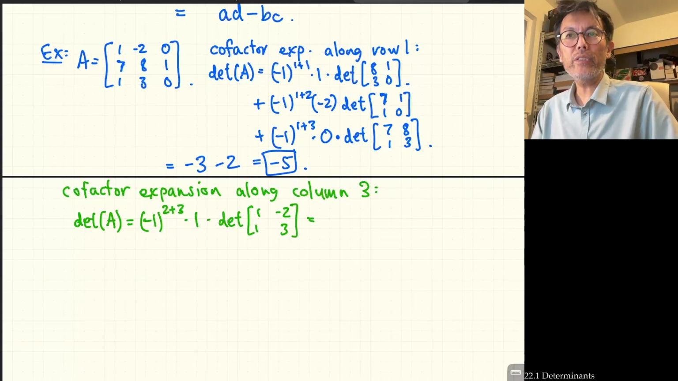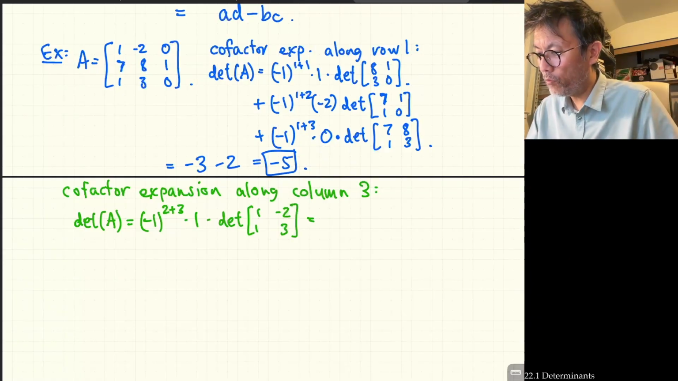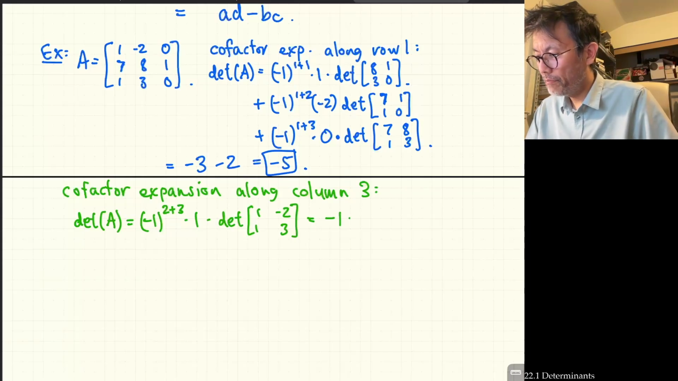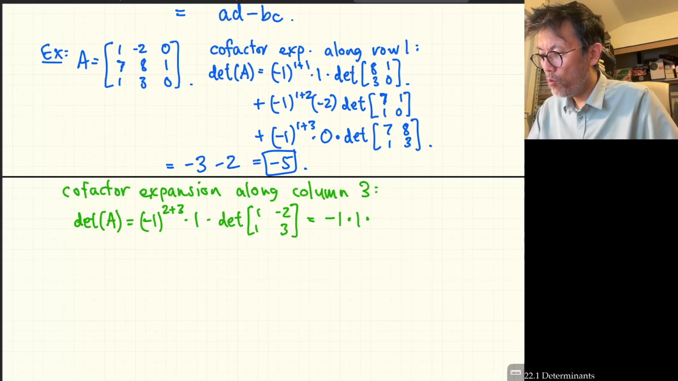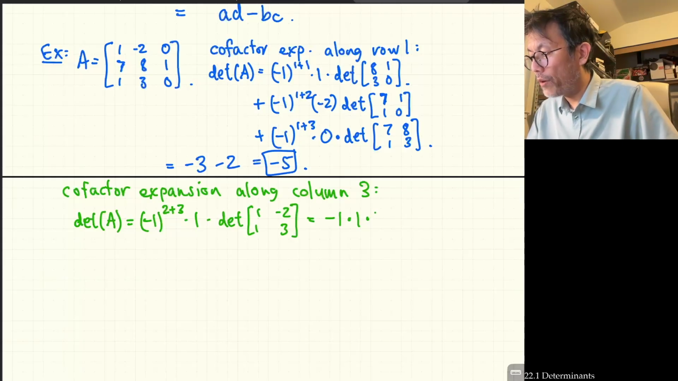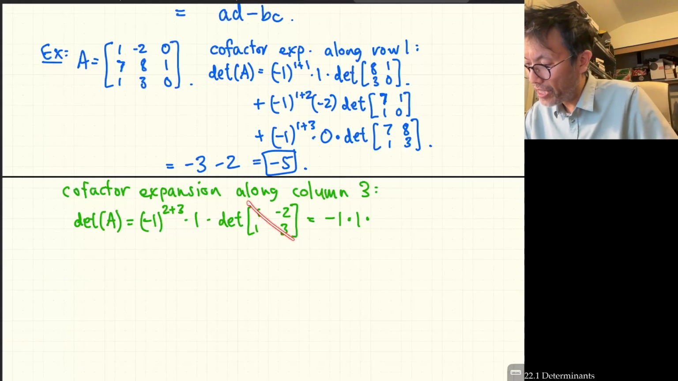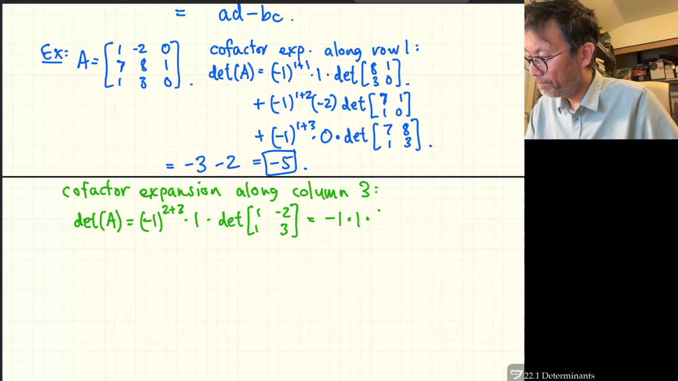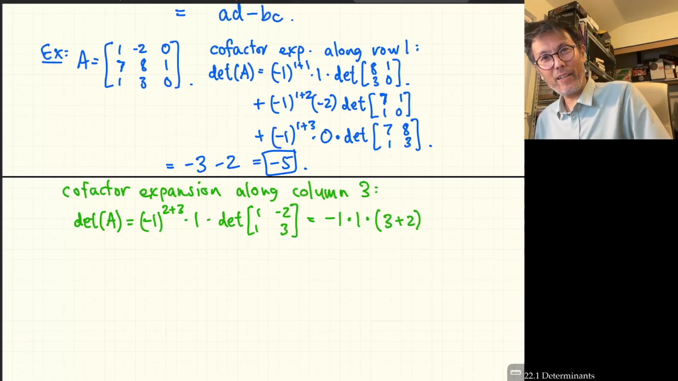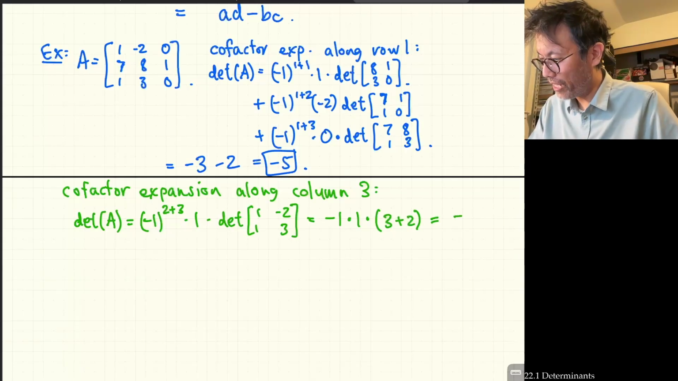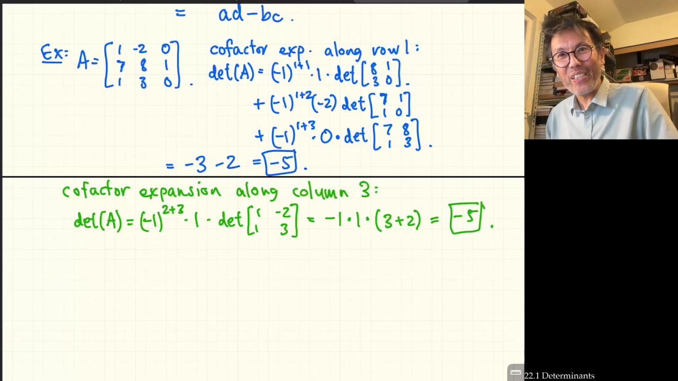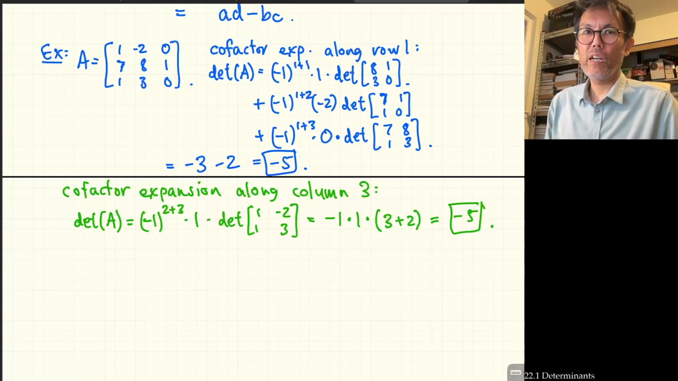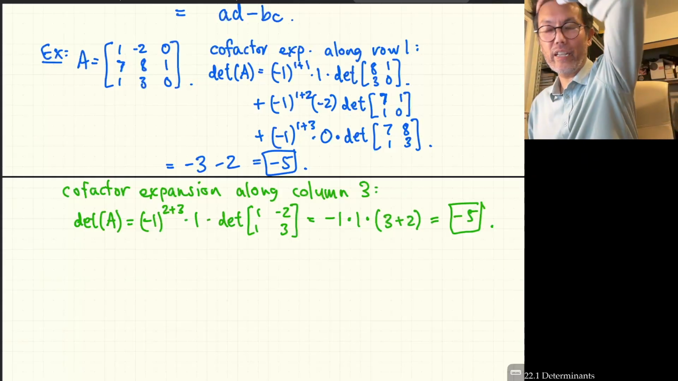Hey, what's negative 1 to the 2 plus 3? You can't say anything, but it's negative 1 because 2 plus 3 is odd, because it's 5. So we have negative 1 times 1, times 1, times the determinant of 1, negative 2, 1, 3. What's the determinant? It's the product of the diagonals minus the product of the off diagonals. So that feels like to me 3 minus negative 2. And I think if I did this right, it's negative 5. And oh my god, it's the same thing. Okay. I'm pretty sure this thing here is negative 5.